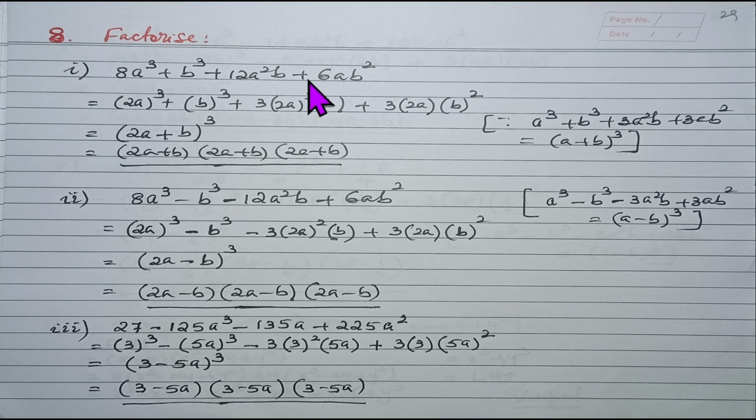Now let us see whether the next two terms give us the two terms of the identity. 3 times 2a square b, because it is 3a square b, so 2a square b, that becomes 6a square b, and 2 square is 4, so 12a square b, it is correct. Then 3ab square, that is 3 into 2a into b square, that becomes 6ab square, 100% we can use this identity here. Therefore here a is 2a and b is b, so it is (2a plus b) whole cube. Therefore the factors are (2a plus b), (2a plus b), and (2a plus b). So these are the three factors of the given polynomial.